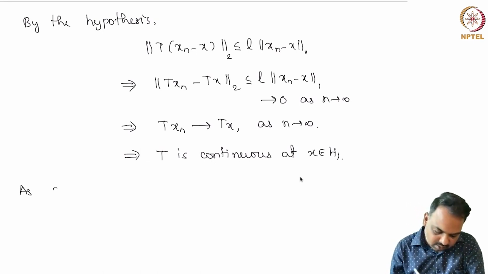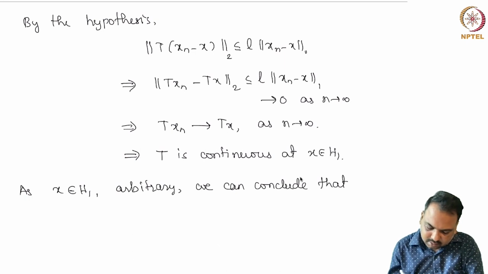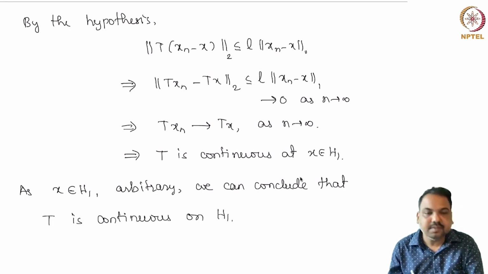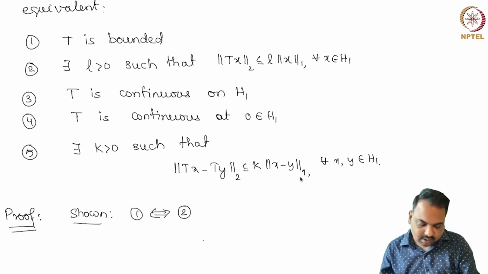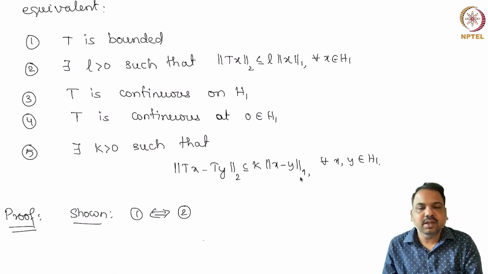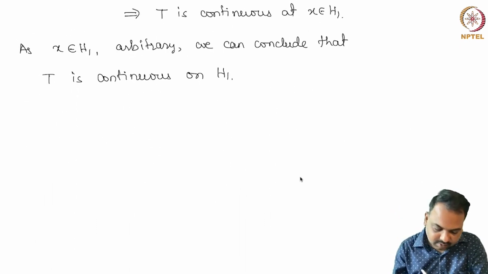Now x is an arbitrary element of H1. So as x is arbitrary, we can conclude that T is continuous on all of H1. Okay, so we have shown that 2 implies 3. Now 3 implies 4 is trivial, because T is continuous at every point, hence T is continuous in particular at the point 0. So 3 implies 4 is trivial.